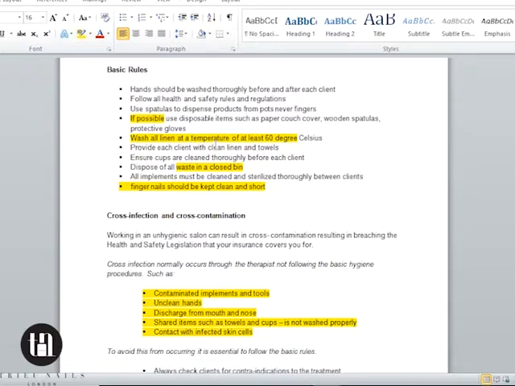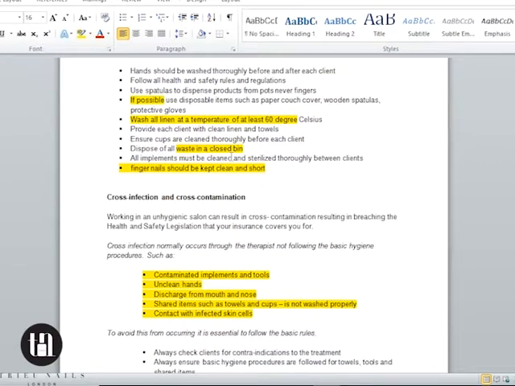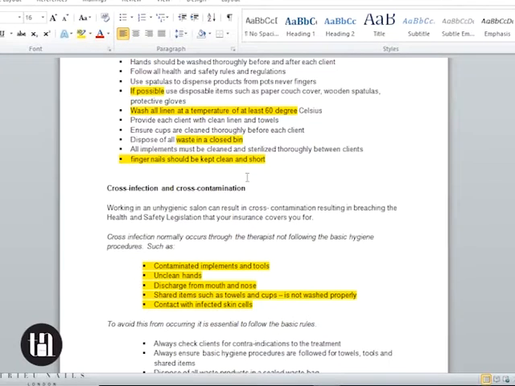Wash all linen at temperatures of at least 60 degrees. Provide a client with a clean linen and towel. Ensure cups are cleaned thoroughly before each client. Dispose in a waste bin that is actually closed, so not just an open bin but a closed bin. And keep your fingernails short and clean.